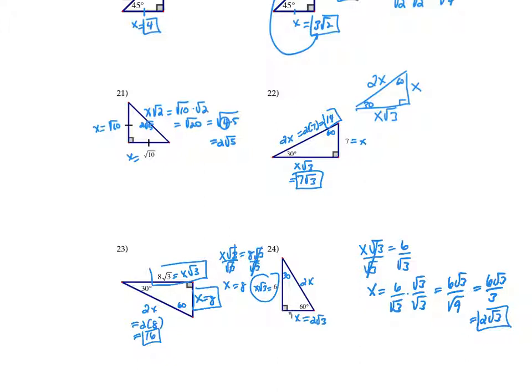And we still have one more side to find, and that is the hypotenuse. We need to do 2 times x, so it's 2 times 2 square root of 3. The hypotenuse is 4 square root of 3. We're just doubling the short leg.